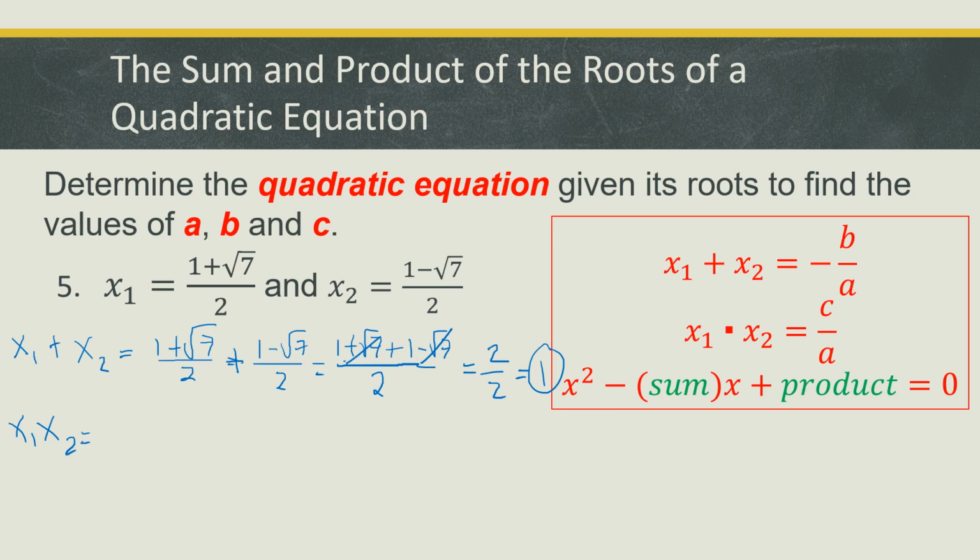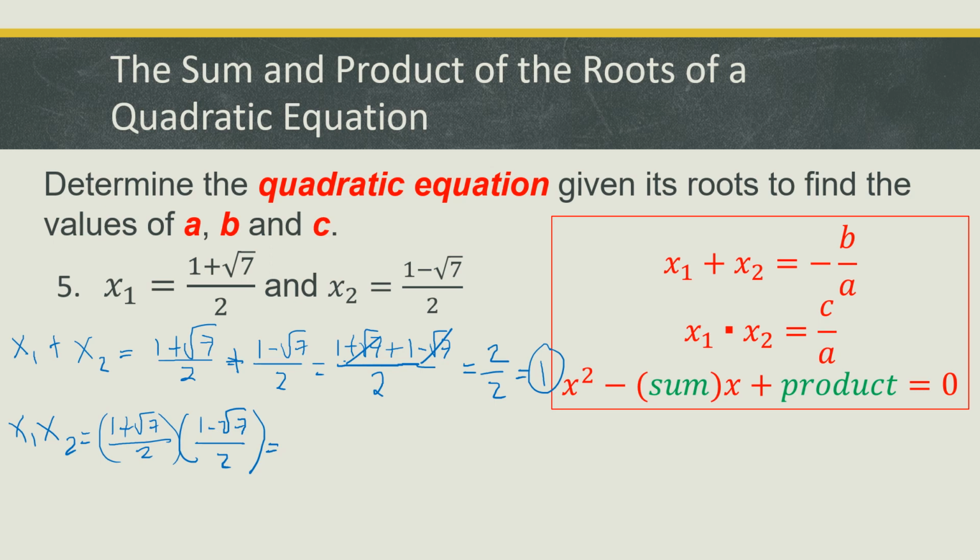The product of the roots, the same thing: 1 plus the square root of 7 over 2 multiplied by 1 minus the square root of 7 over 2. So again, multiply the numerators. Since it is a binomial, we are going to use the FOIL method again.